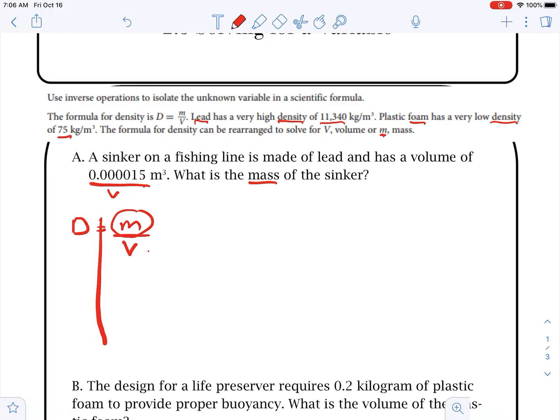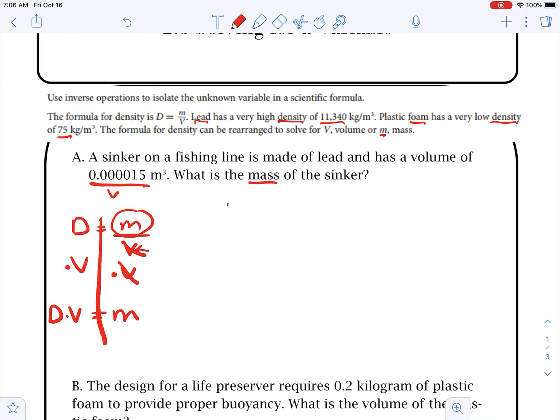To isolate, I need to get rid of this V right here, and that V is being divided, so the opposite of division is multiplication. So I multiply by V to cancel that out, and multiply this side by V. So our density times V equals our mass. Now we actually want to do that.